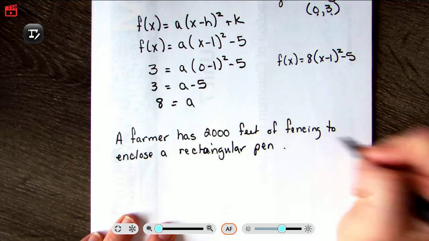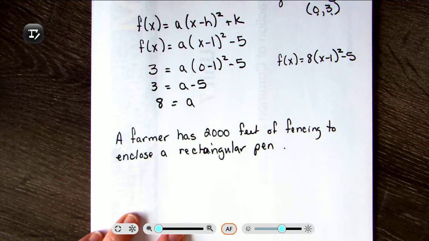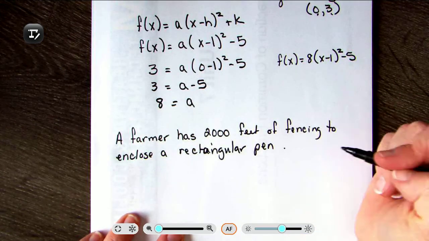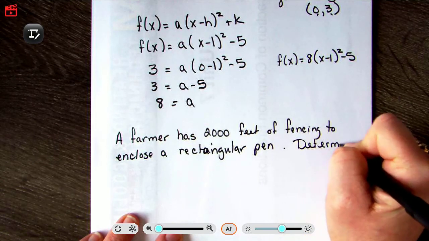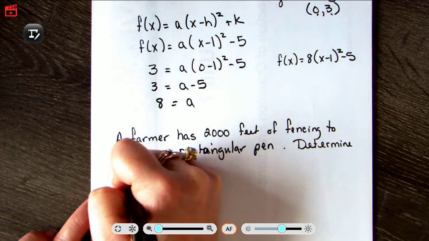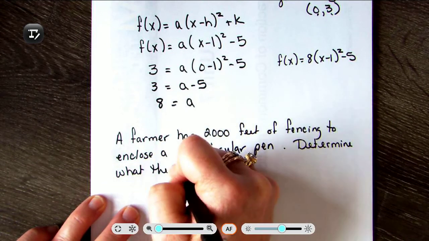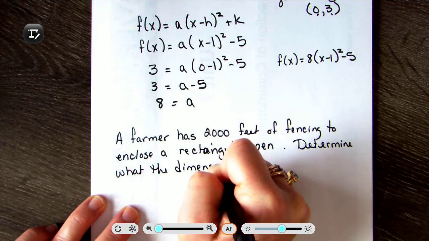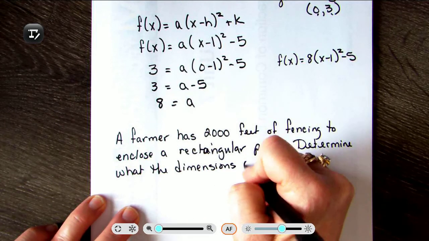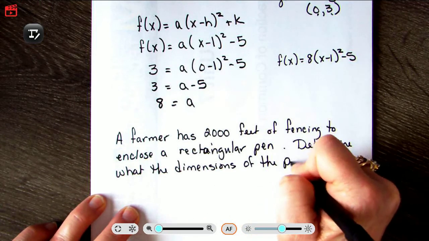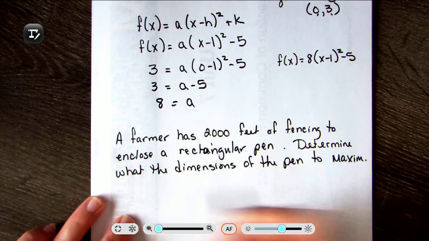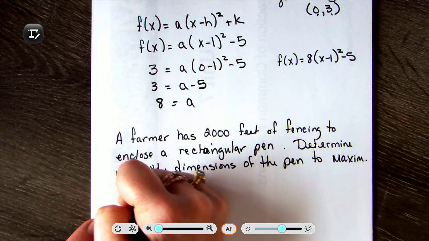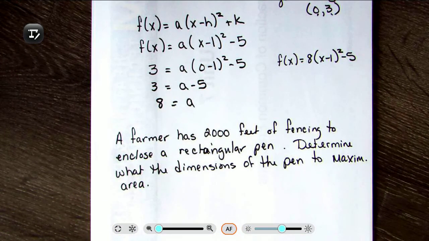Okay, but anyway, we have this farmer. He has 2,000 feet of fencing to enclose a rectangular pen, and we want to determine what the dimensions of the pen will be to maximize the area. All right, so there we go.